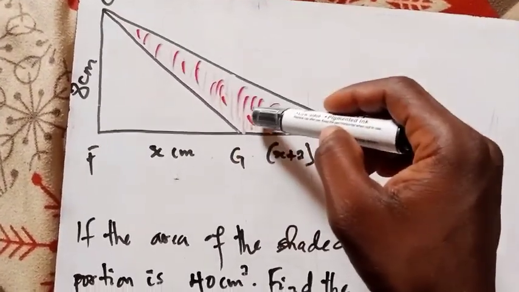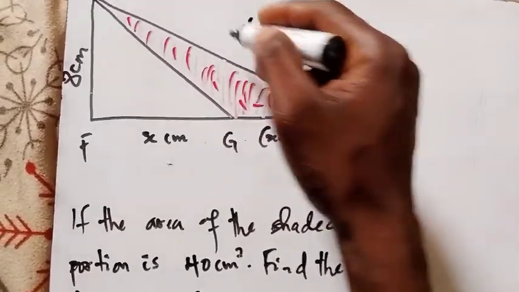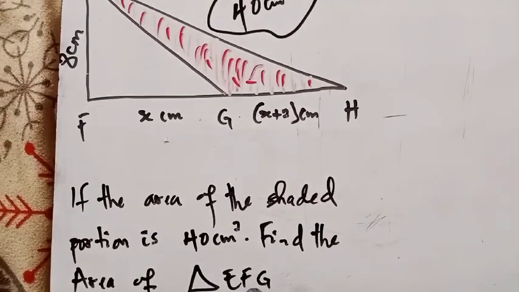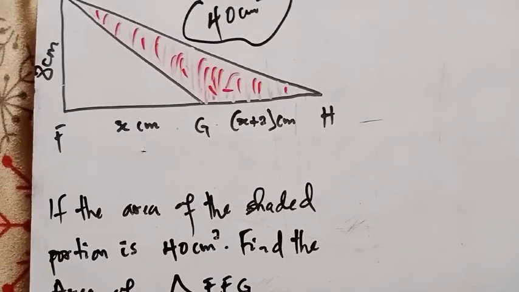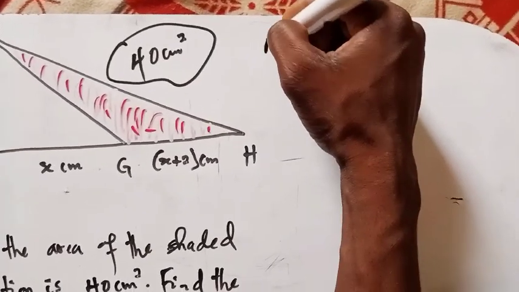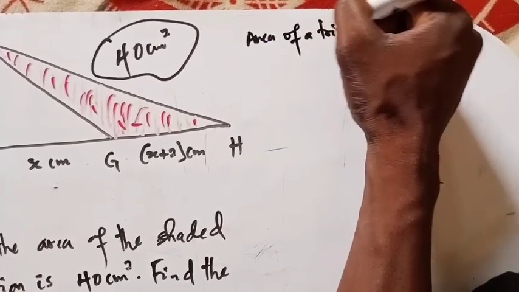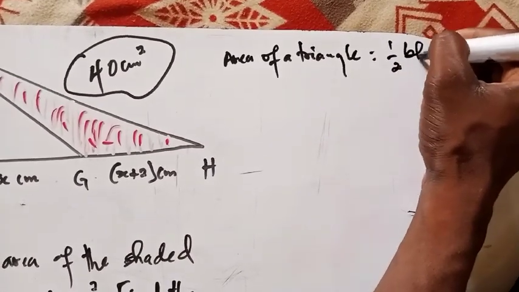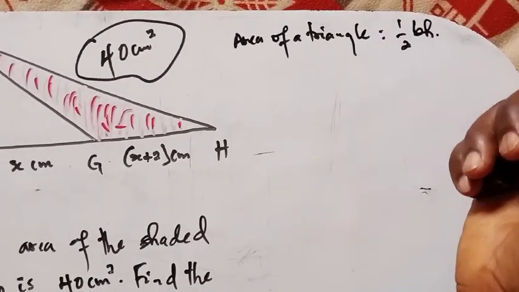So it means that this portion here gives us 40 squared centimeters. So the shaded portion, that is what we have. Now we want to determine the area of this E, F, and then G. The question says you find the area of a triangle, so you must know the definition of the area of a triangle. We know from the previous question that it is 1 on 2 multiplied by the base multiplied by the height. So you should know this at your disposal before you proceed.